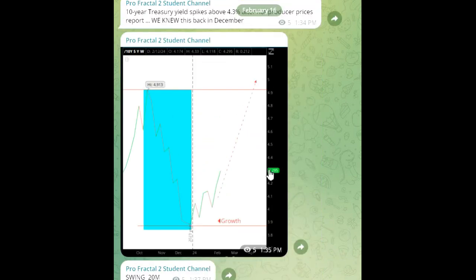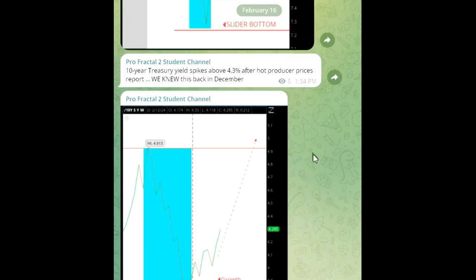Oh, here's your yields. We pointed that out, I think, in December, and it keeps growing. And as it grows, it's going to be a little tough for the markets to rally here. So you can look at the other charts here.